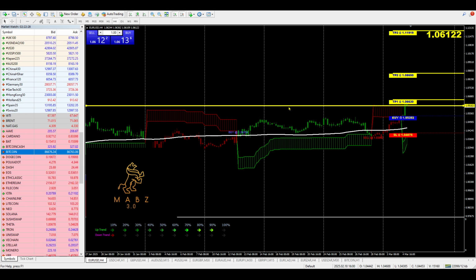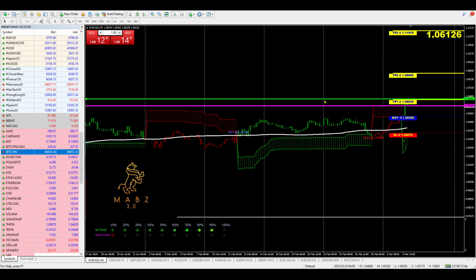So that, let's make it another color. Maybe let's make it purple, right? All right, so now you see where that purple line is. That's where we'd actually enter into the trade. And then as you guys can see, we've got three different take profit levels. So I'm just gonna give it the color green so you guys can see what I'm talking about.